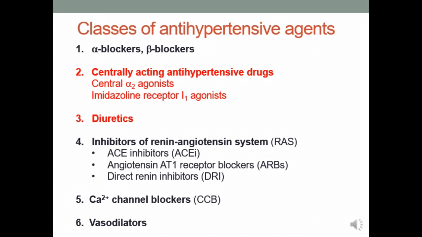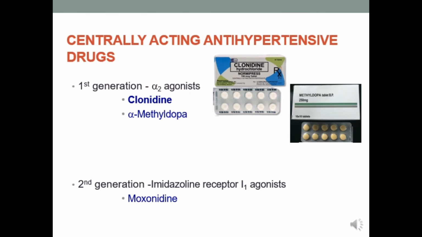So far, we have covered alpha and beta blockers, and now we are going to cover the centrally acting antihypertensive drugs and diuretics. And for numbers 4, 5, and 6, there will be a separate lecture for that. Let's go on to the centrally acting antihypertensive drugs. As the name suggests, centrally acting means these are the drugs that act on the central nervous system.